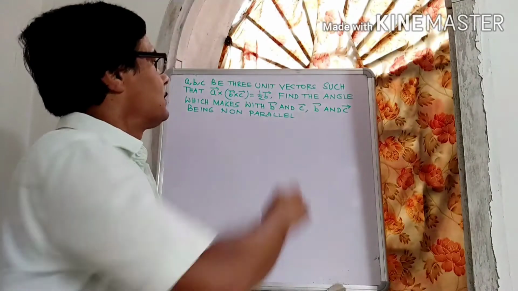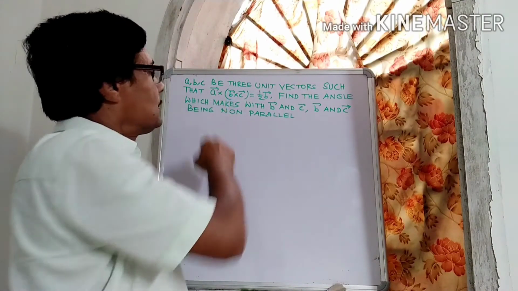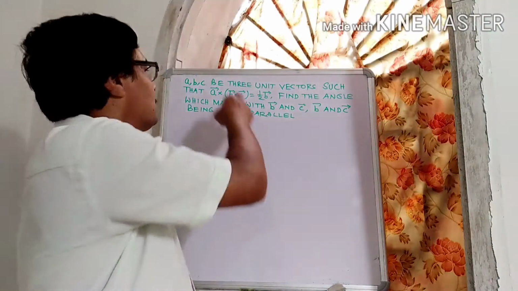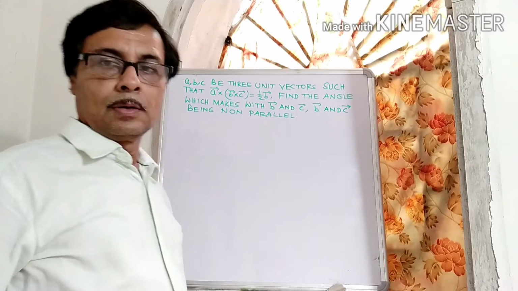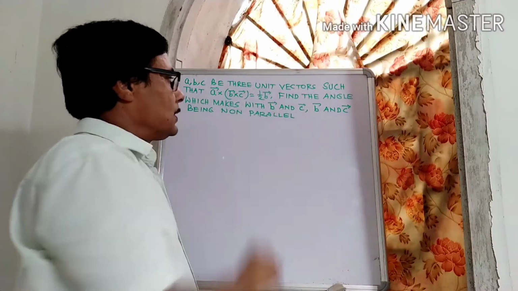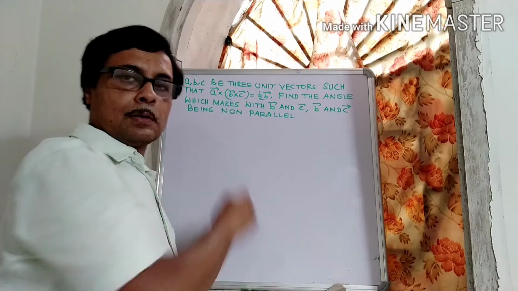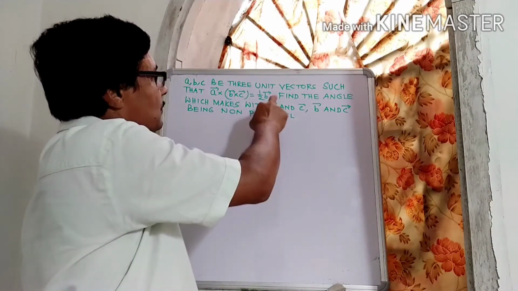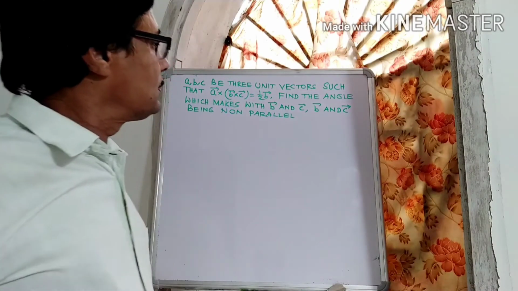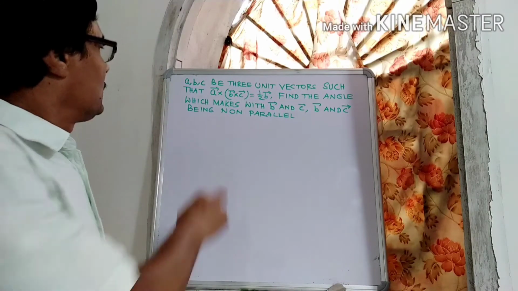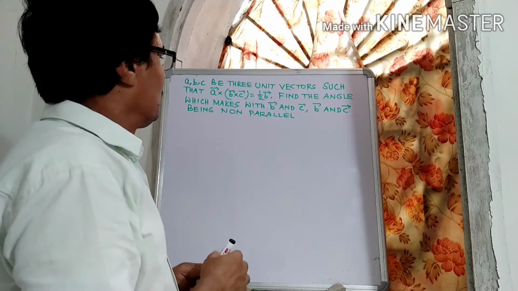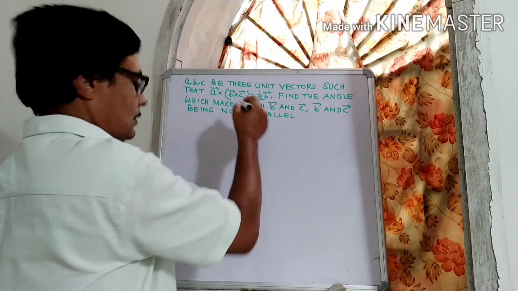A, B, C are three unit vectors such that A cross (B cross C) equals half of B vector. These are three unit vectors, and this vector relation is given. Find the angle which A makes with B and C.